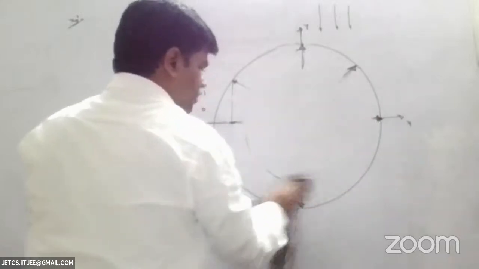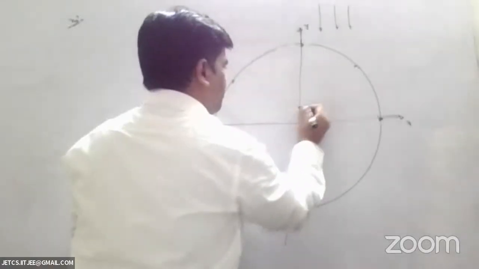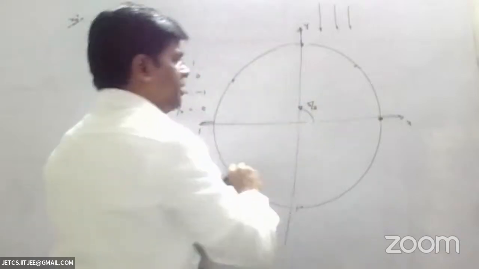I got your point. Is it Bhavyashree? Who is it? Yes sir, Bhavyashree, sir. Hi, Bhavyashree. Hi sir. Yeah, this is π/2. All right.